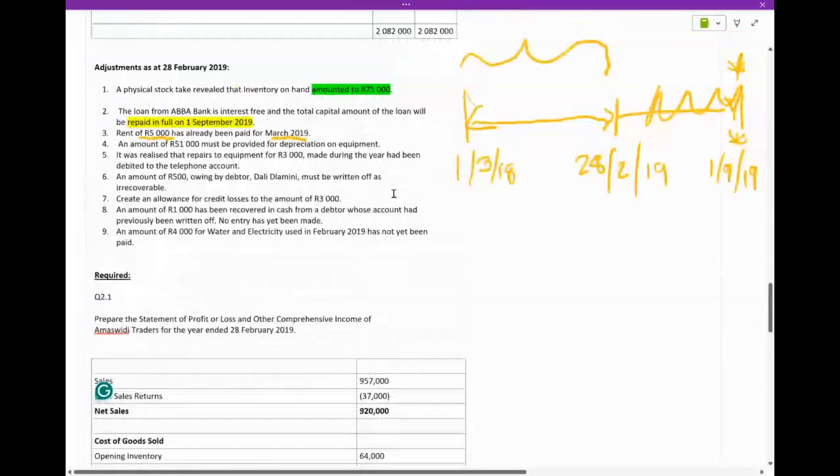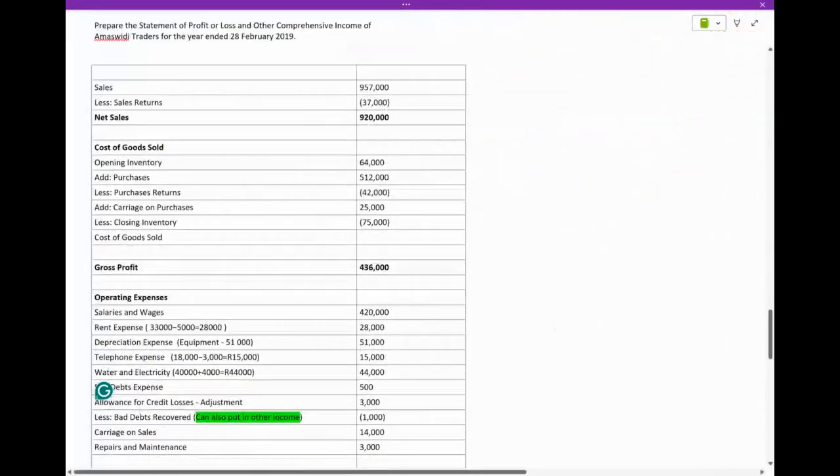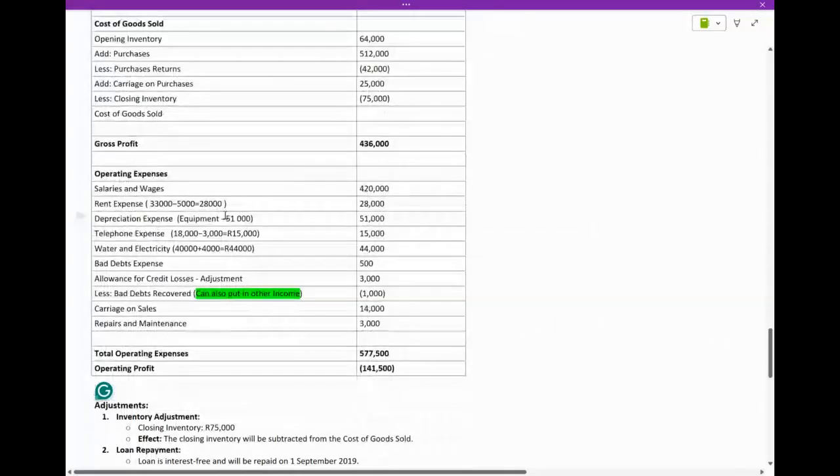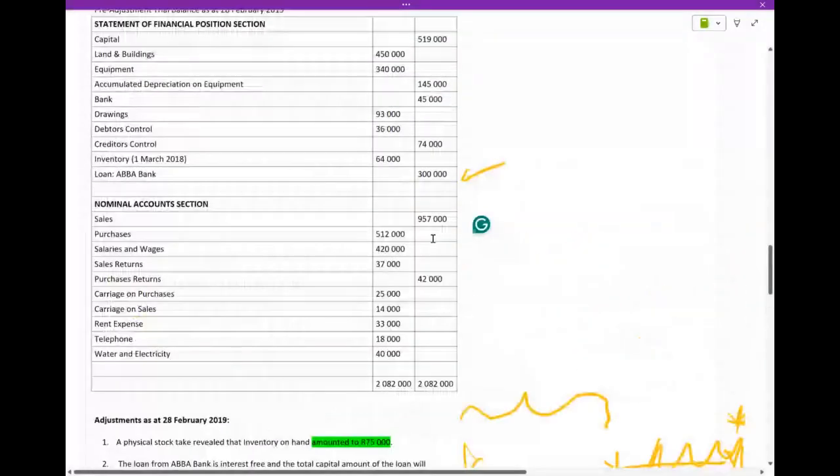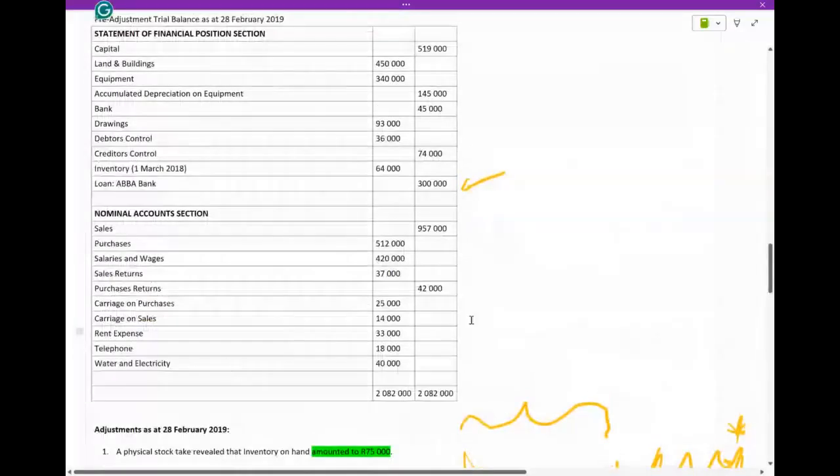An amount of 51,000 must be provided for depreciation on equipment. Okay. So obviously what we need to do is we need to account for depreciation on equipment. We know that depreciation is what type of account? So it should affect our income statement, isn't it? And if we look at the information that they've given us, we don't have any other depreciation. So this was all that we needed to do. Just plug in that 51,000. If you look here, there's no depreciation under your nominal accounts. Okay.